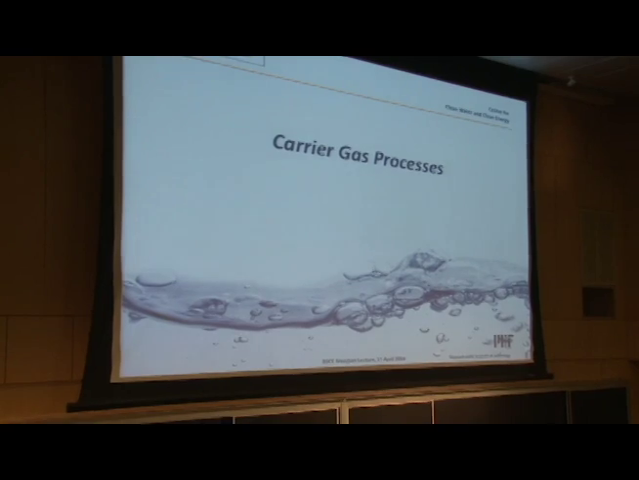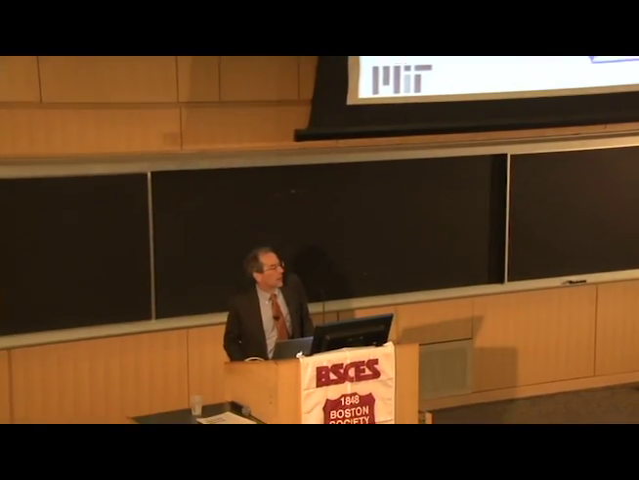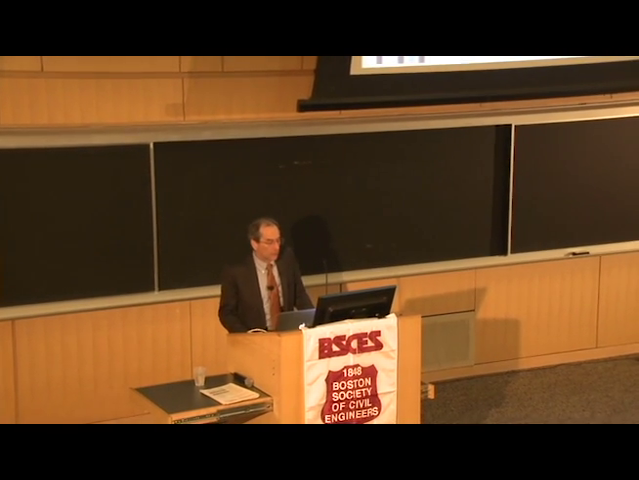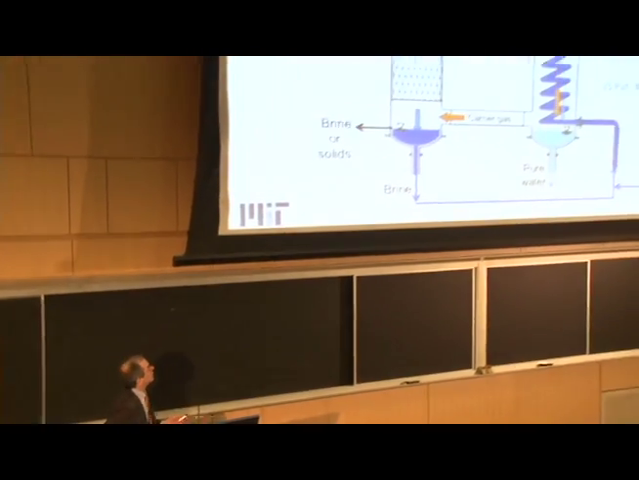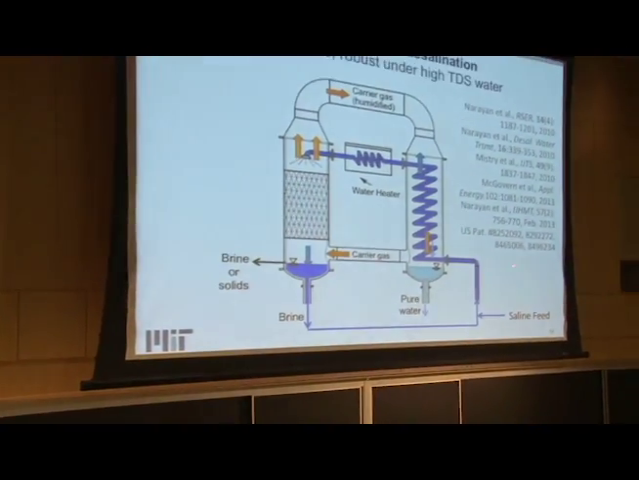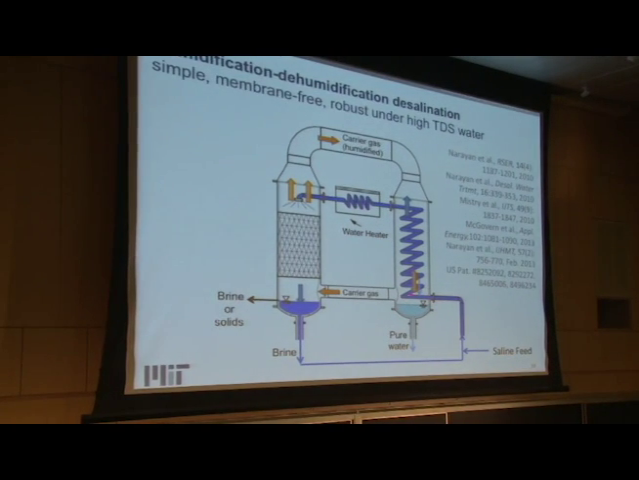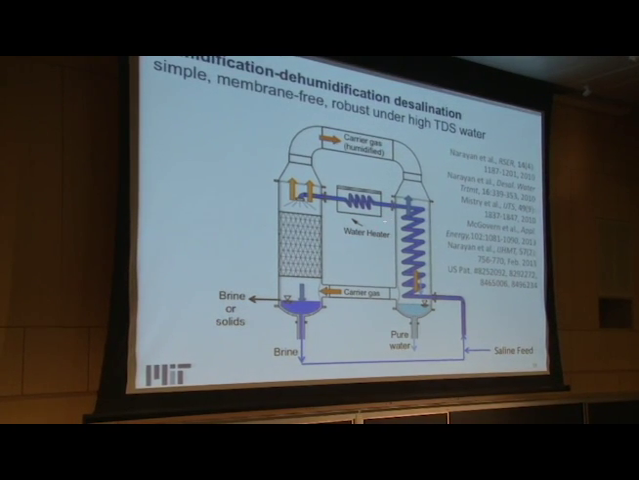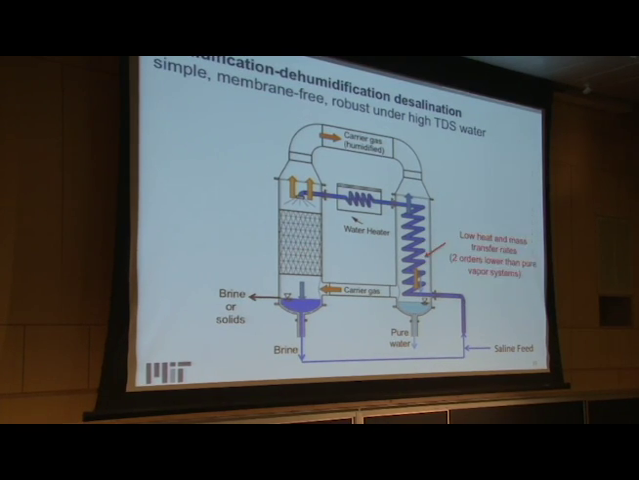How do I use these ideas? Well, here's an example of a technology that we've worked on at MIT quite a bit. It's called humidification, dehumidification, desalination. In this system, you bring saline water in, perhaps seawater, groundwater, or water from hydraulic fracturing. Use it as a coolant in a condenser, similar to what I showed you before. Top heat it. Spray it over a splash packing. And then you've got air flowing through here.